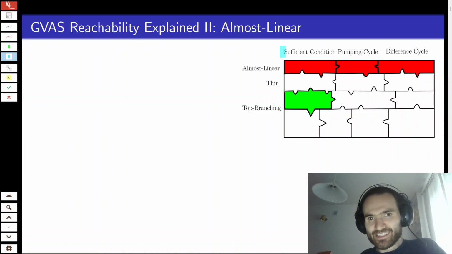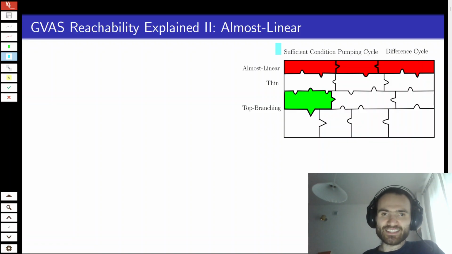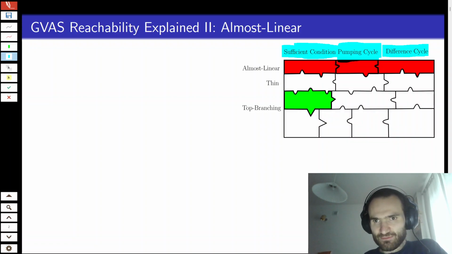So first, let's repeat a little bit what we did in the last video. In the last video, we saw that essentially in order to create a reachability algorithm, we need 3 parts. We need a sufficient condition for reachability. We need pumping cycles, one of the parts of the sufficient condition, and we need a difference cycle, the second part. Well, this will become clearer in a moment when we actually see how the sufficient condition looks like, because we will of course be repeating this.